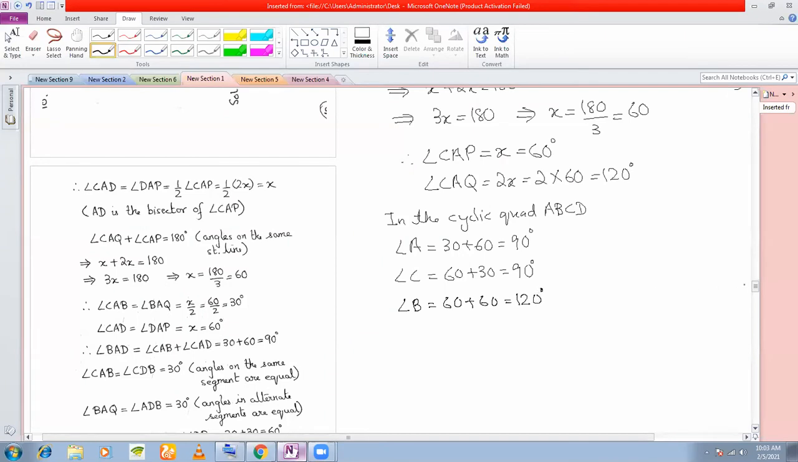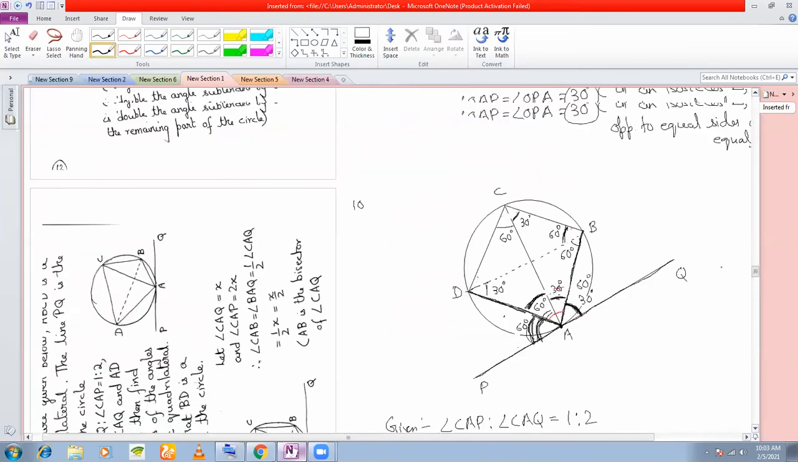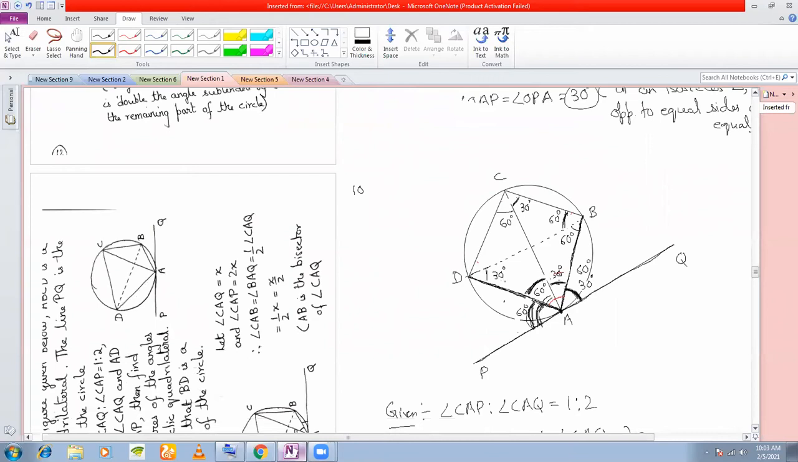Okay, fine. And finally, you have angle D left. Now, if you see this 30 degree and this angle must be equal because they are on the same segment, this segment. Therefore, they must be equal. So therefore, this angle here is 30 plus 30. Angle D of the cyclic quadrilateral is 30 plus 30, which is 60.